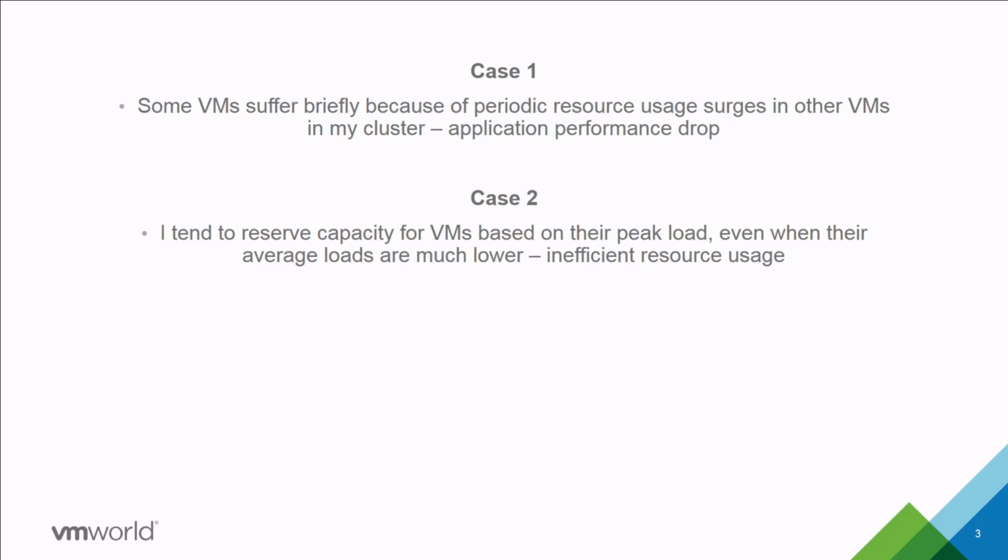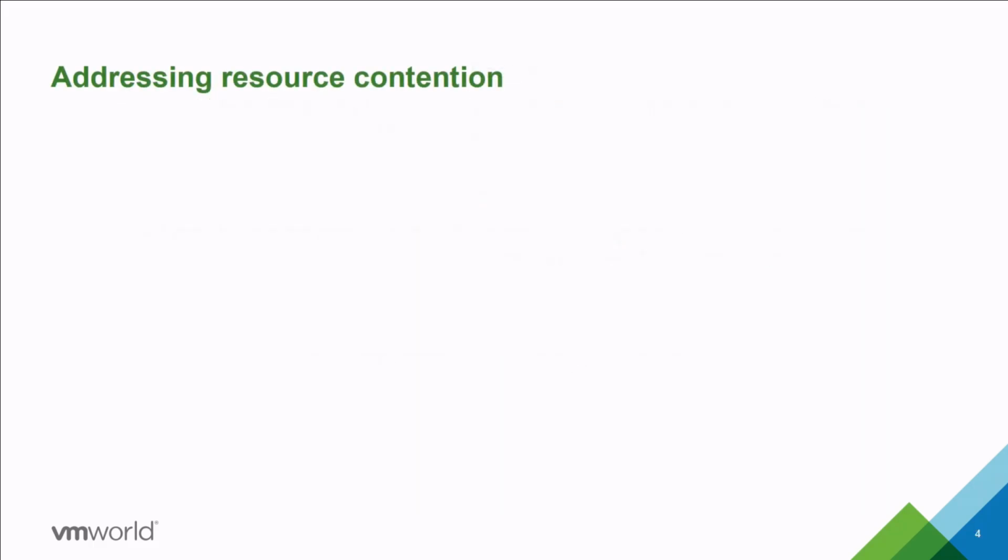Another case, we tend to often reserve capacity for VMs based on their peak workloads, while the average workloads are much lower. This obviously leads to inefficient resource usage in the cluster. Now, if you look closely, the underlying problem in both these scenarios is very similar, and that is occasional resource contention. Now, how do we address resource contention in general?